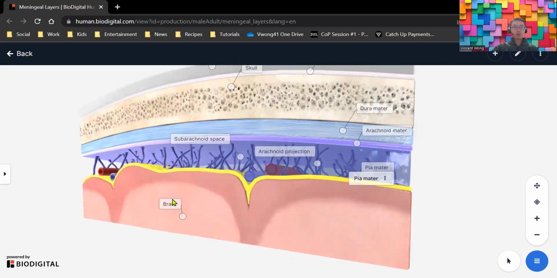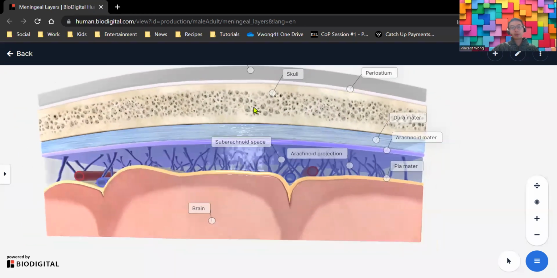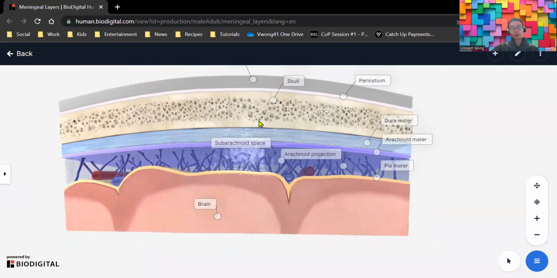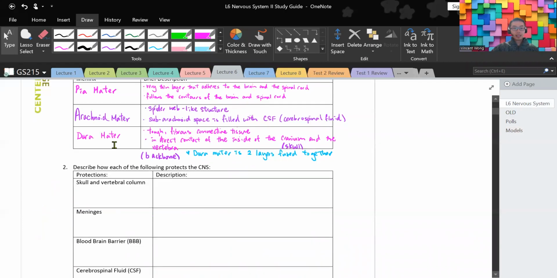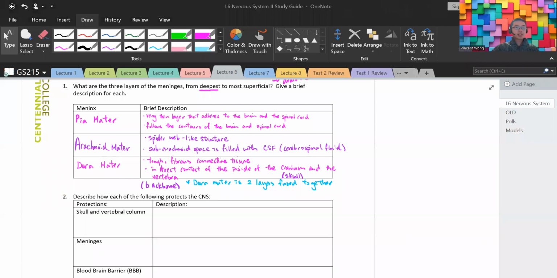Okay, and then here you have the actual brain. You can see the brain has two colors, right? The outer color is darker. We call that the gray matter. And then the inner portion that's lighter would be the white matter. Does that make sense? We have a similar diagram in the study guide, and I believe we already labeled it in the lecture recording. So there you go, that is the model. Now let's go back to here. Any questions about the meninges before we move on to the protections of the CNS?